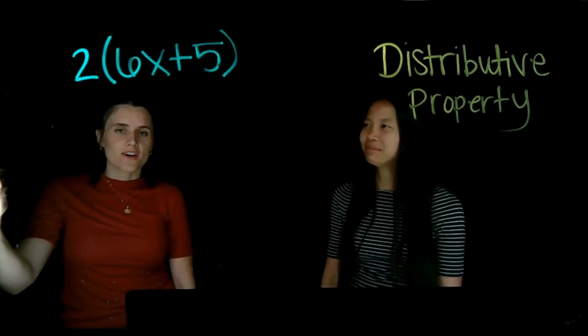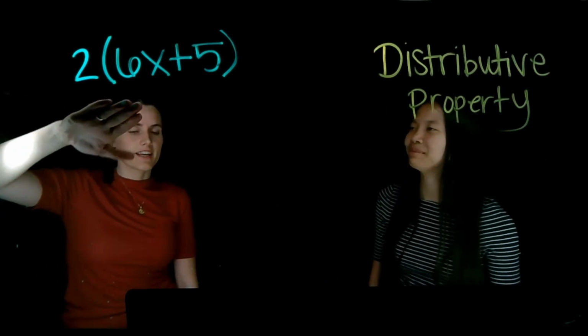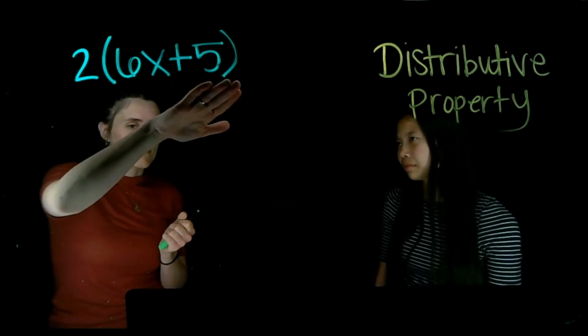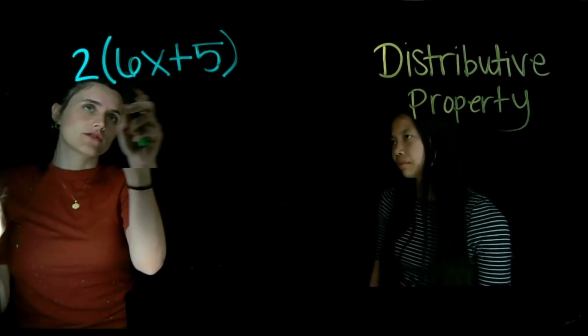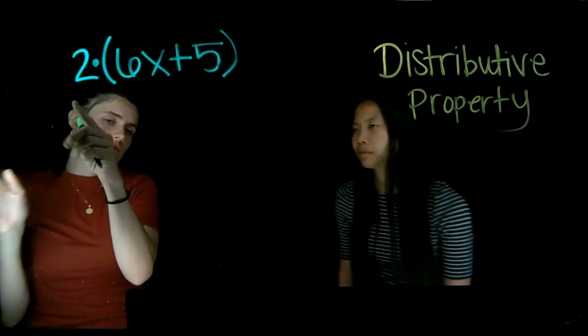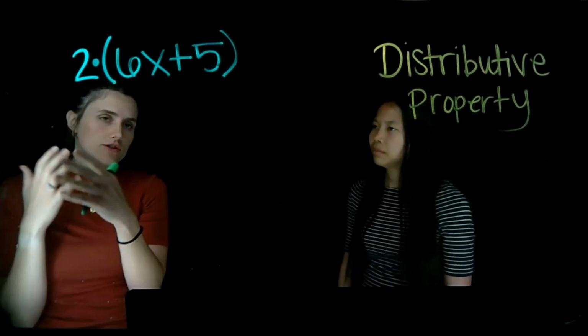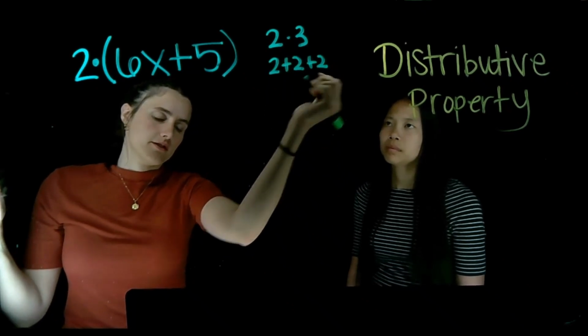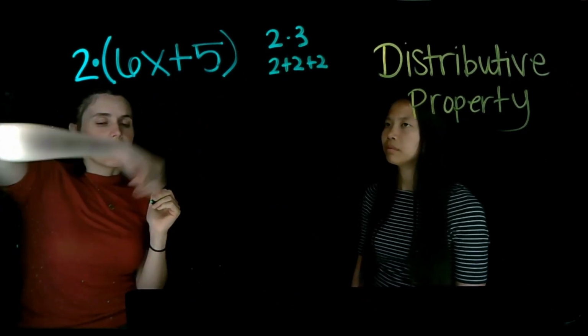Today in our video, we're going to talk about how we can simplify an expression that looks like this. If we think about what this is actually saying, we can rewrite it in a different way. So this is saying 2 times 6x plus 5. And we know that multiplication is just repeated addition, right? If we did 2 times 3, that's the same thing as 2 plus 2 plus 2, right? So we're going to rewrite that as repeated addition.